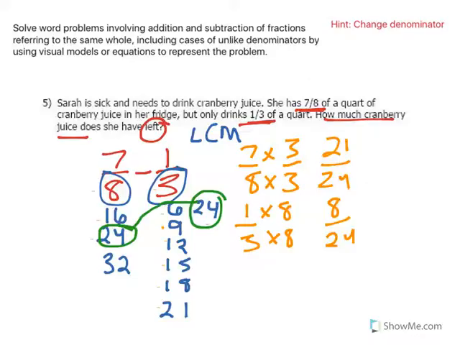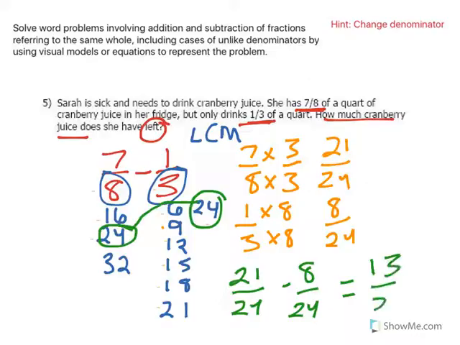Okay, so these are our fractions. So we started with the 21/24 that she had in our fridge. She drank 8/24. And now we are going to subtract the two. So then we get our final answer of 13/24. So that's how much cranberry juice Sarah had left.